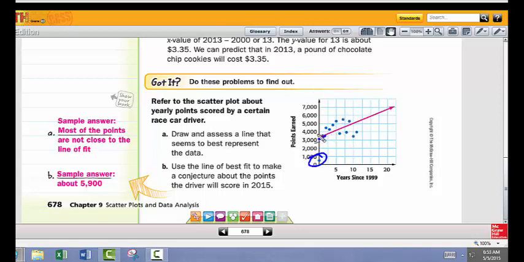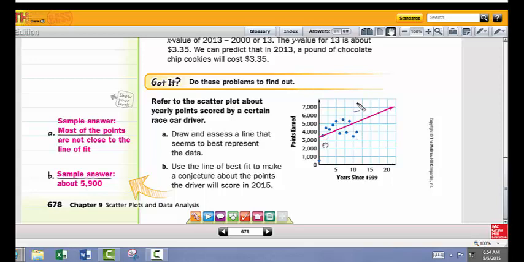So I would draw this line more like through here, and you end up just a little bit lower. It's not that big a difference, but we end up with 5 above and 5 below. So for letter A, our sample answer would be that most of the points are not close to the line of fit. So in other words, when you look at this, if we clear everything out and you look at this, it's really not easy to see a trend here.